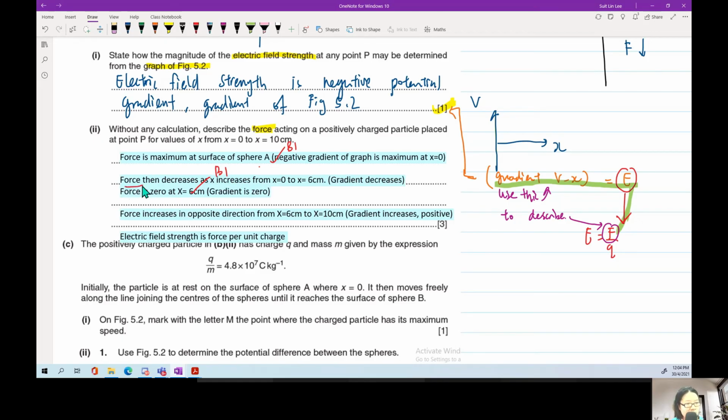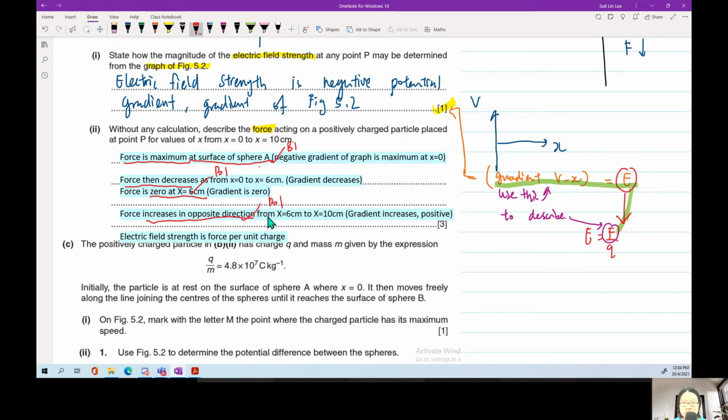Force decreases until 0 at 6 cm is 1 mark. Force is maximum at the surface of A is 1 mark. I think if I'm a student, I don't want the examiner to mark very fast and not give me my mark. So I'm just going to put force decreases from x is equal to 0 to x is equal to 6. I'm just nitpicking my own answers. So I put decreases so that when the examiner marks very fast, they see maximum, decrease, and they give me the mark. Because it's maximum, then decrease, then increase in the opposite direction.